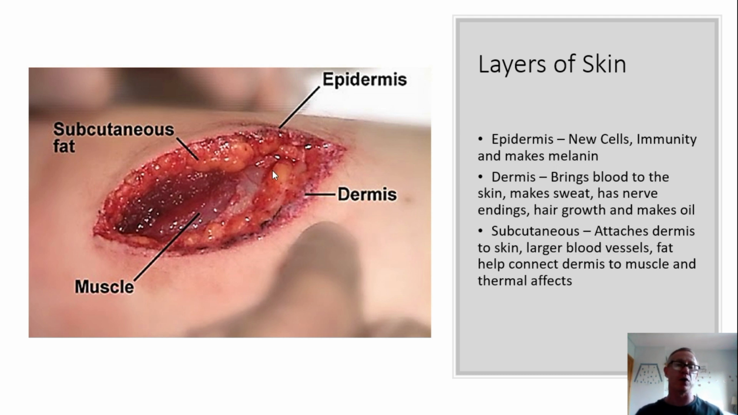Underneath that, you have the subcutaneous layer, which is a layer of fat. It has slightly larger blood vessels, but it's also responsible for a thermal effect, insulating the muscle underneath, and it also works in terms of attaching the muscle to the dermis. So it helps connect the dermis to the muscle, and it has a very beneficial effect in terms of heat or insulation.